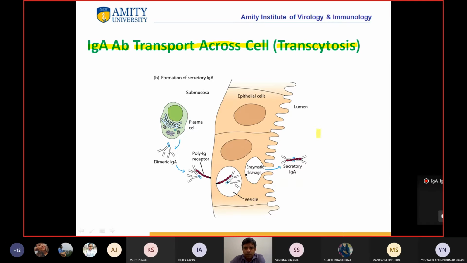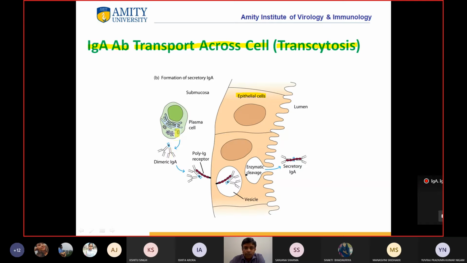So you can just see a lining of epithelial cells, right? Now this is the submucosa region where you have the B cells which get differentiated into the plasma cells. And what is the role of plasma cell? The role of plasma cell is to secrete antibodies. So this plasma cell is producing IgA.